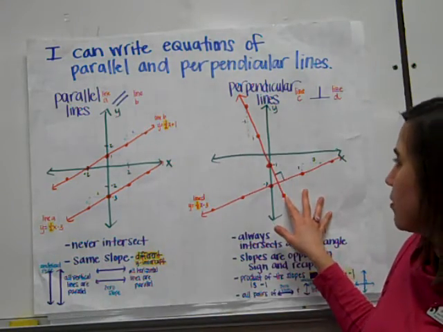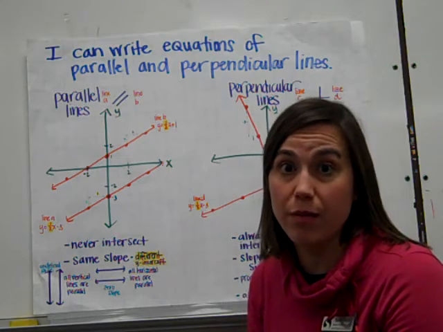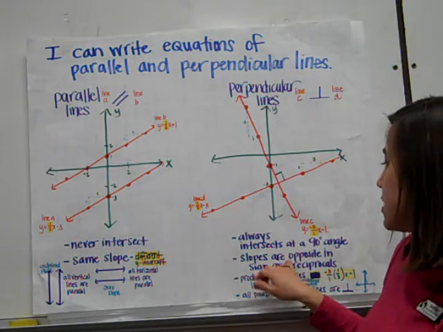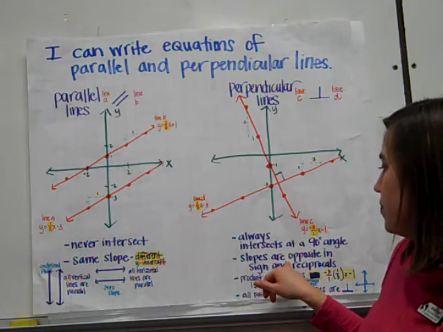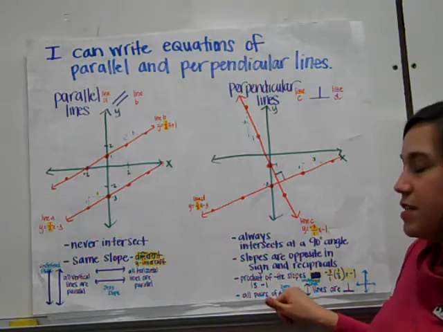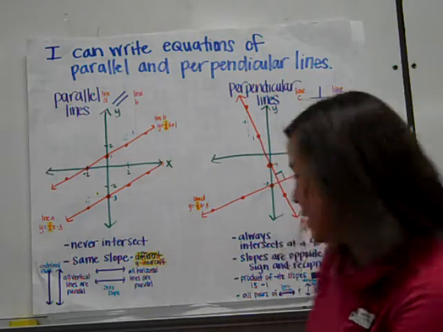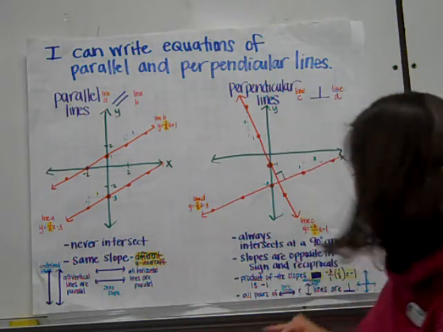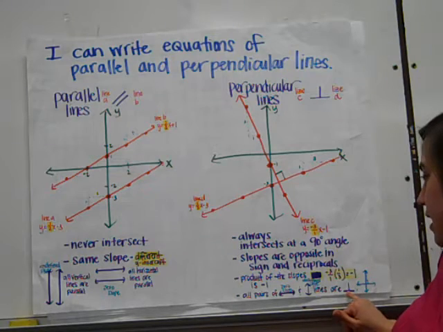As we look at perpendicular lines, these two lines always intersect at a 90-degree angle. The slopes are opposite sign and reciprocal, and all pairs of zero slope, which are our horizontal lines, intersect with an undefined slope, which is our vertical line, and they are also perpendicular.